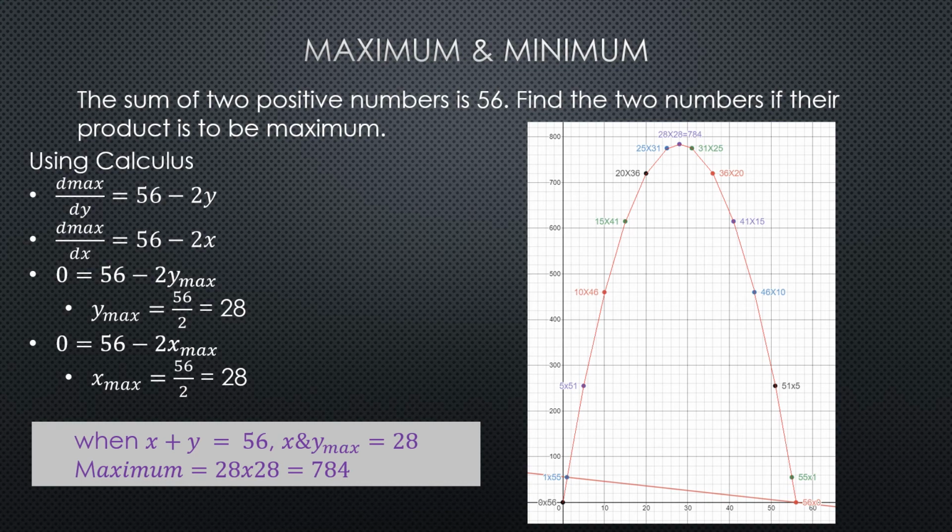So now we know, using calculus and derivatives and setting the slope equal to 0, that when x plus y equals 56, the maximum value of those two numbers multiplied together is represented by x equals 28 and y equals 28. So our maximum is equal to 28 times 28, equaling 784, when the same x and same y are added together, equaling 56.